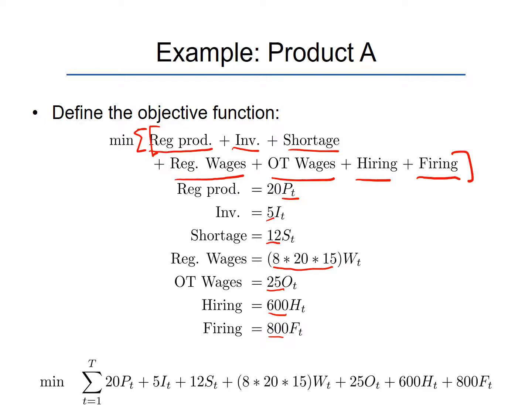Now I've omitted another part here. I should really have a bracket here. And really, T goes from 1 to big T. In this case, big T is 6 because we're going from January to June. So this is my objective function. When we formulate this and put it into, let's say, an Excel solver, you're telling Excel, I want you to minimize this function by changing these variables, PT, IT, ST, WT, OT, HT, and FT. Change these variables so that it minimizes this function while satisfying all of the constraints.